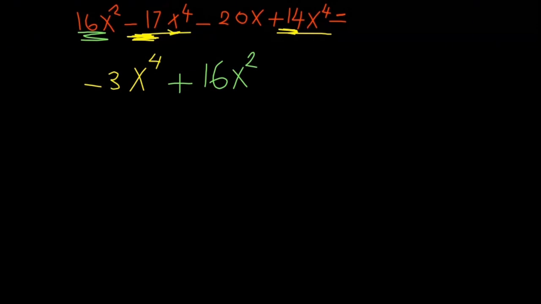Now let's check the x. Yes, the negative 20x. It's the only term which has actually x. So I'm gonna just drop it down. So it's negative 20x. Do we have any other terms that we didn't use? No. So actually I'm done. Now I wrote the polynomial in the simplest form. Very good.